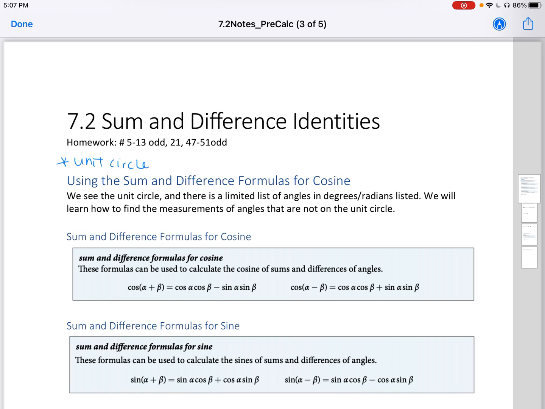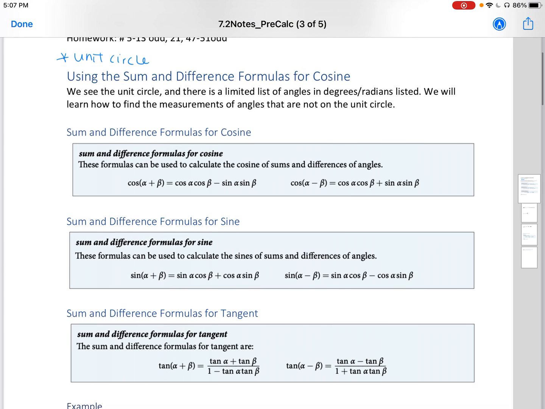Section 7.2, Sum and Difference Identities. In this section, make sure you have the unit circle handy. We use these sum and difference formulas to find the angle that isn't generally given in a unit circle.